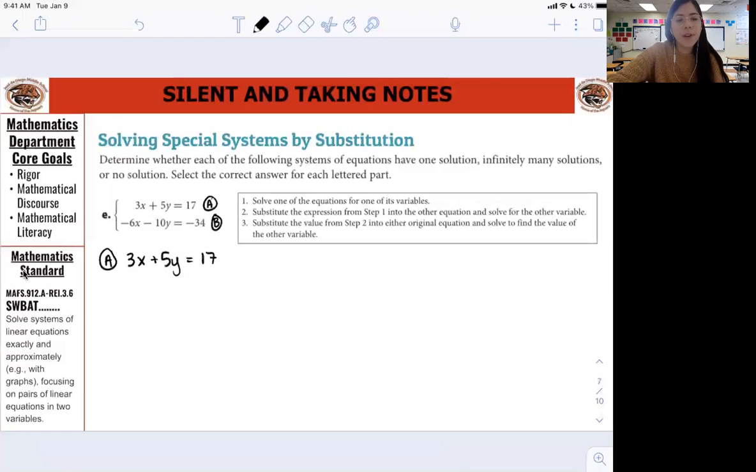Now, do you guys want to solve for X or do you want to solve for Y? It doesn't matter. There's no right answer. Okay, I just want to solve for Y. Does everyone feel good about that? Okay, let's go for it. So we're going to solve for Y. What should I do to both sides? Subtract 3x.